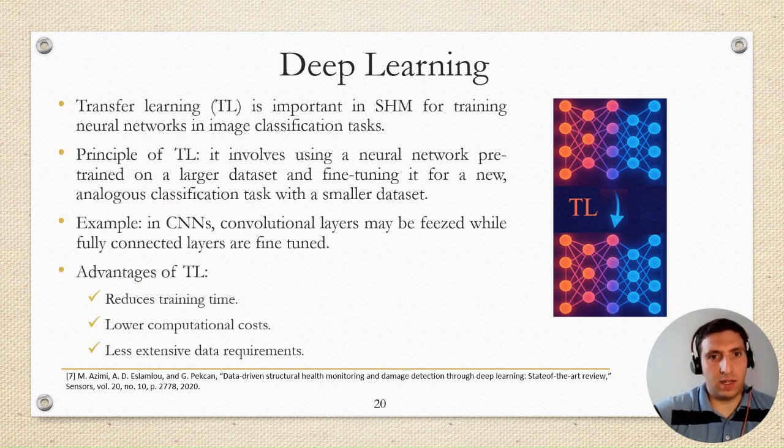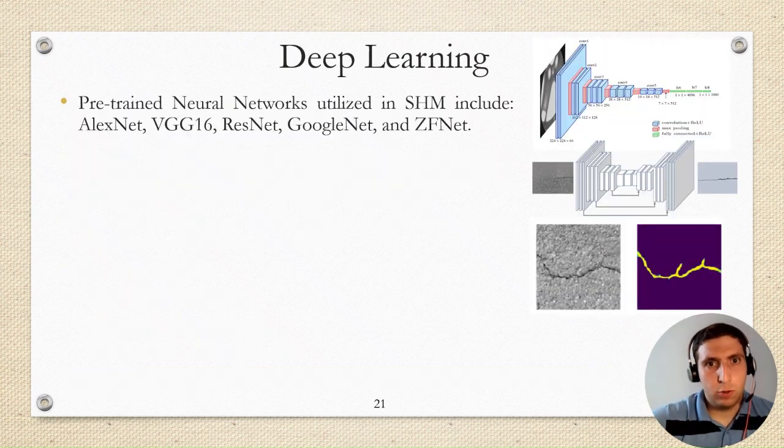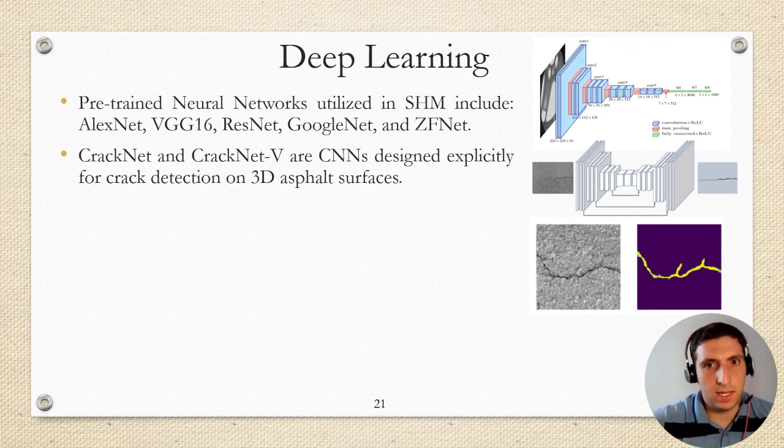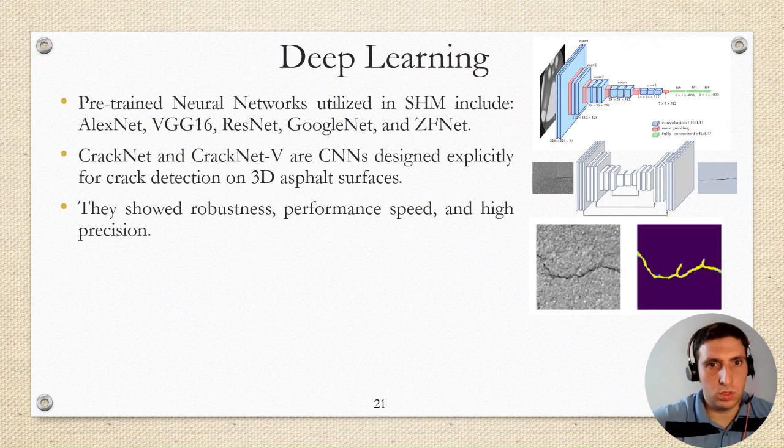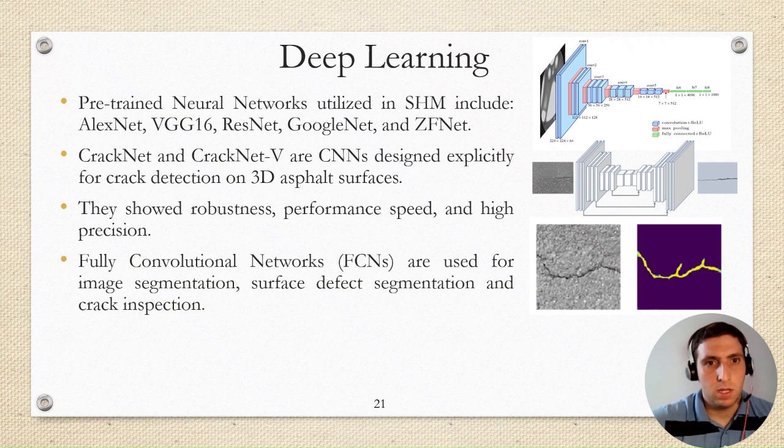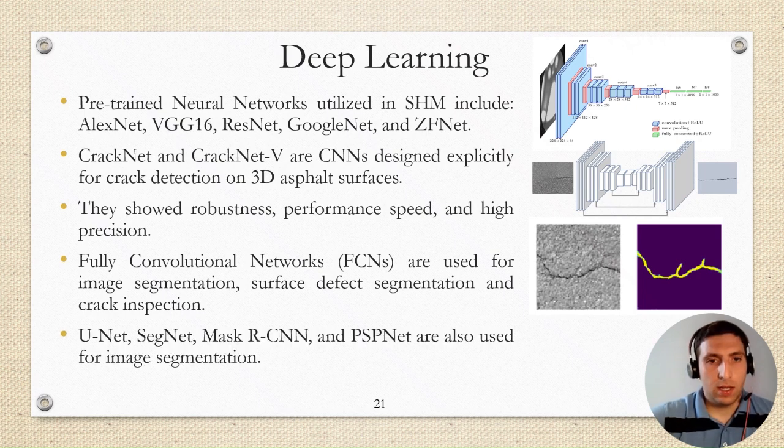Advantages of transfer learning include reducing training time, lowering computational cost, and less extensive data requirements. Pre-trained neural networks utilized in structural health monitoring include AlexNet, VGG16, ResNet, GoogleNet, and ZFNet. CrackNet and CrackNet-V are CNNs designed explicitly for crack detection on 3D asphalt surfaces. They showed robustness, performance speed, and high precision. Fully convolutional networks are used for image segmentation, surface defect segmentation, and crack inspection. UNet, SegNet, Mask RCNN, and PSPNet are also used for image segmentation.